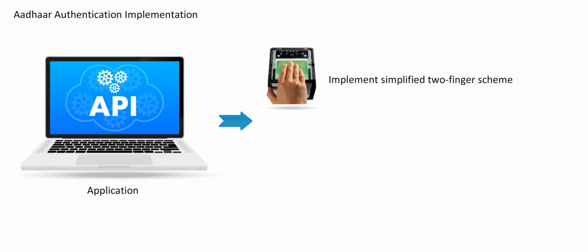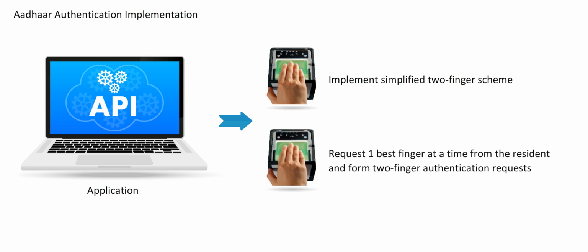During multiple attempts, a simplified 2-finger scheme can be implemented. By retaining the last captured fingerprint minutiae in memory, the application can only request one best finger at a time from the resident and form 2-finger authentication requests.